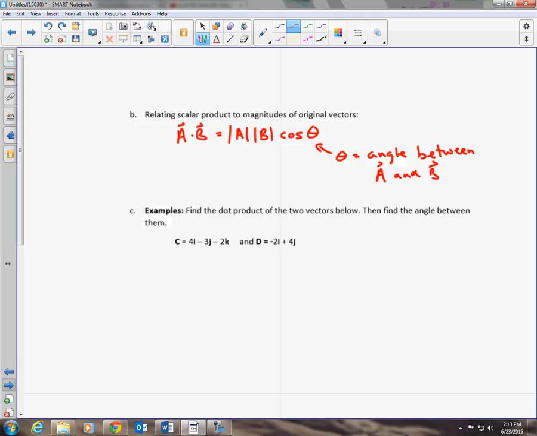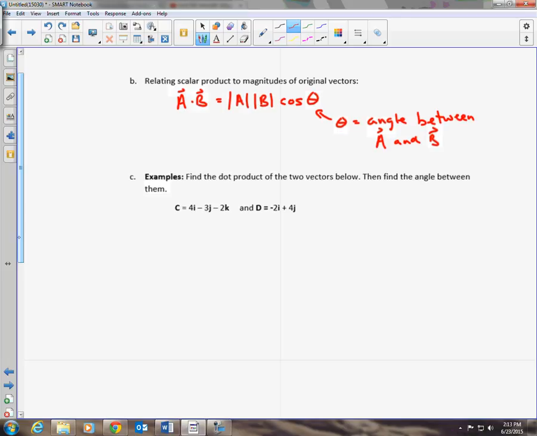So here's an example. Find the dot product of the two vectors below. Then find the angle between them. So we're going to do C dot D. That's going to be equal to 4i minus 3j minus 2k dot minus 2i plus 4j. And there's no k term for this one. So remember, I only have to multiply the two i terms together.